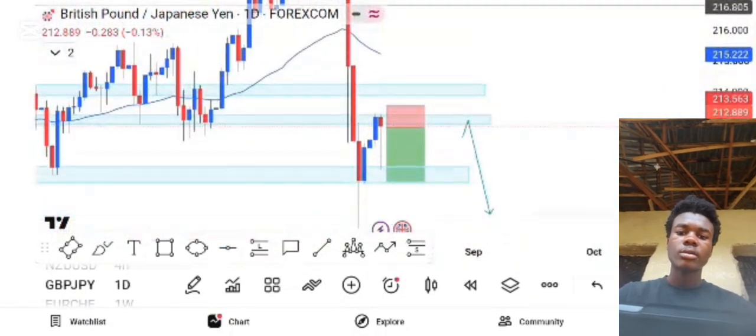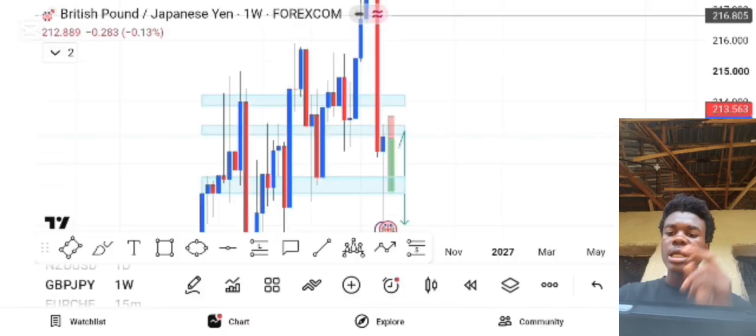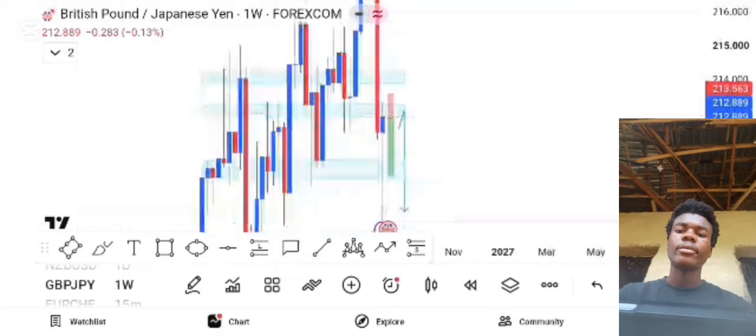What we got now, we are going to sell, and the market is giving us, it's also bearish. So the daily time frame is bearish. On the weekly time frame, as you can see, we are also bearish.